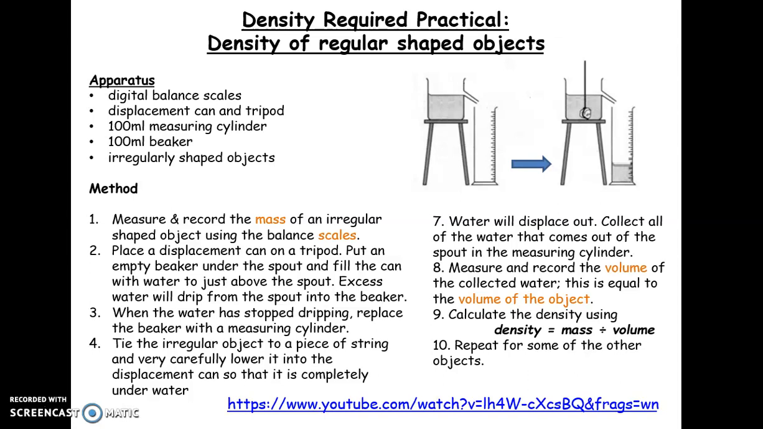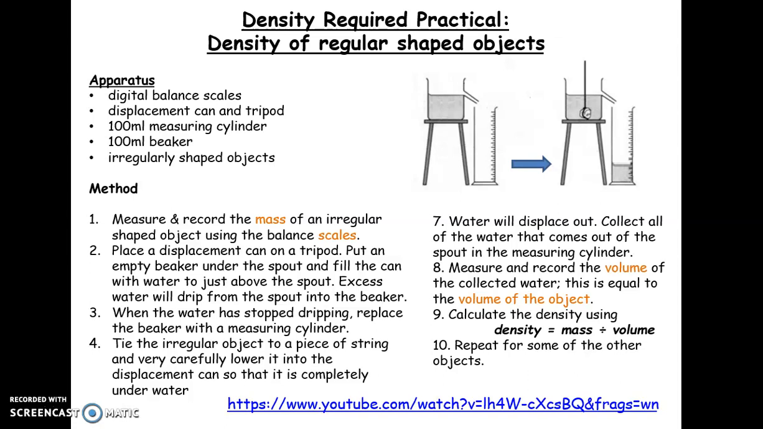The water will then eventually stop dripping out of the displacement can. At that point you've got the water level just below the start of the spout. And that's where we want it. Step 3. Replace the beaker with the measuring cylinder into which you will collect the water. The irregular object will be tied to a piece of string and very carefully lowered into the displacement can so it's completely underwater. You won't just throw it in because that might slosh water out.